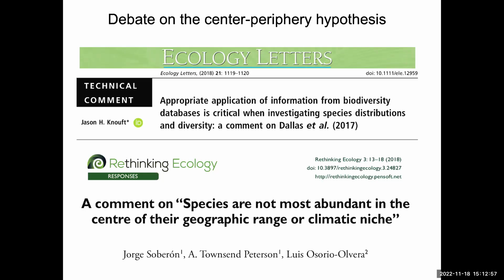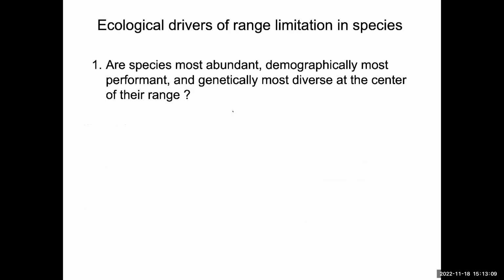So there is this debate going on about the center-periphery hypothesis, and the first part of my dissertation wants to take a position in that debate. I'm asking here, are species most abundant, demographically most performant, and genetically most diverse at the center of the range? And to do that, I did a global synthesis of studies conducted over the past 50 years.